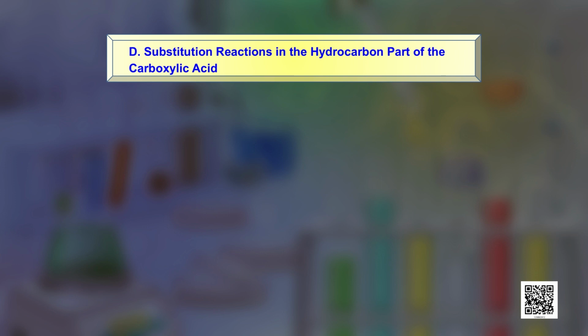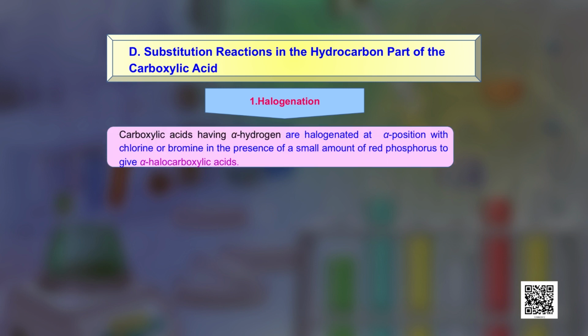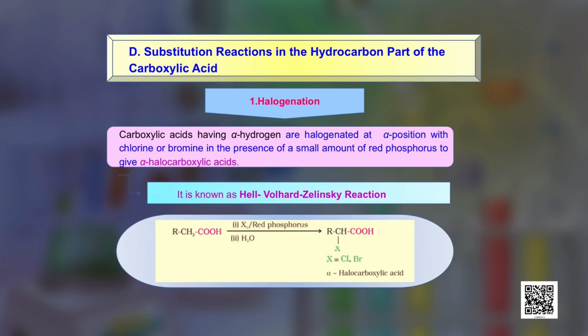Let us next consider the substitution reactions of the hydrocarbon part of the carboxylic acid. Here halogenation is one example. The carboxylic acids having alpha hydrogen are halogenated at the alpha position with chlorine or bromine in the presence of red phosphorus to give alpha halocarboxylic acids. This reaction is also a name reaction and is known as Hell-Volhard-Zelinsky reaction. You can see here that alpha halo substituted carboxylic acids are being obtained as the products.